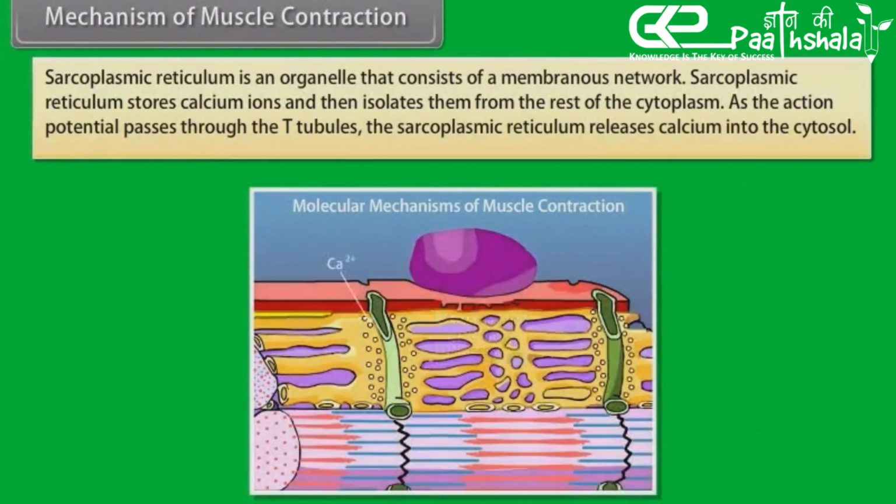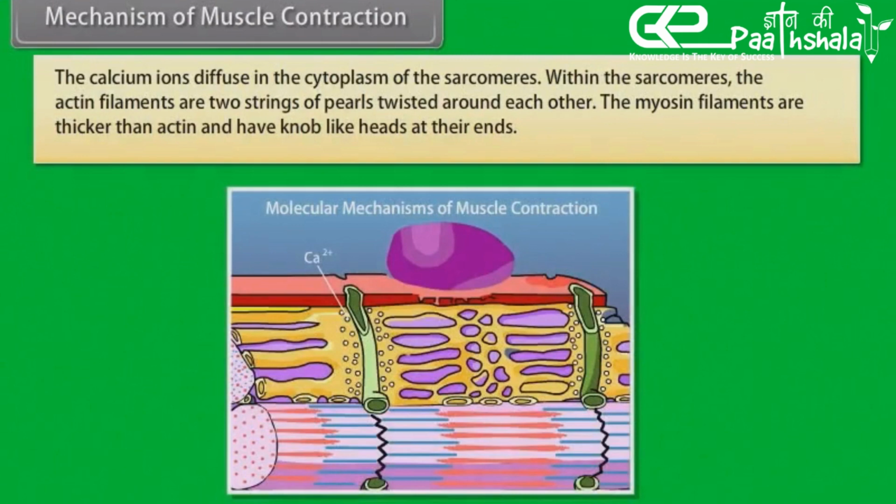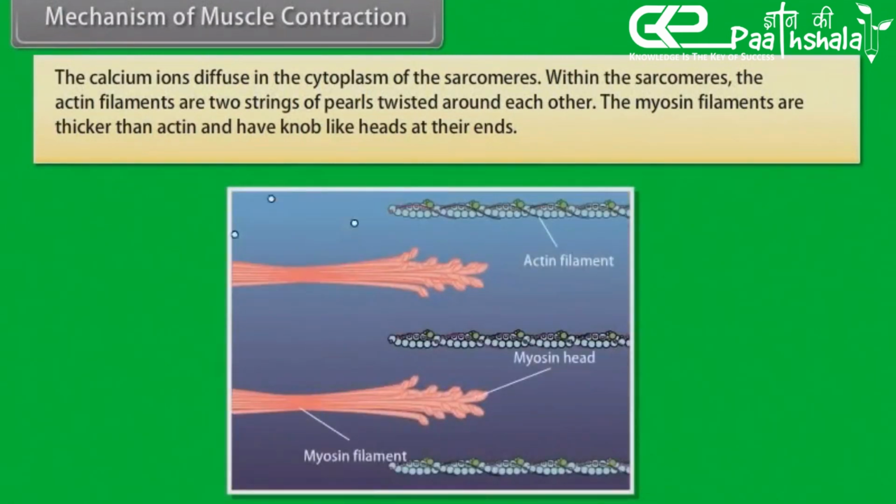Sarcoplasmic reticulum is an organelle that consists of a membranous network. Sarcoplasmic reticulum stores calcium ions and then isolates them from the rest of the cytoplasm. As the action potential passes through the T-tubules, the sarcoplasmic reticulum releases calcium into cytosol. The calcium ions diffuse into the cytoplasm of the sarcomeres. Within the sarcomeres, the actin filaments are two strings of pearls twisted around each other. The myosin filaments are thicker than the actin and have knob-like heads at their ends.